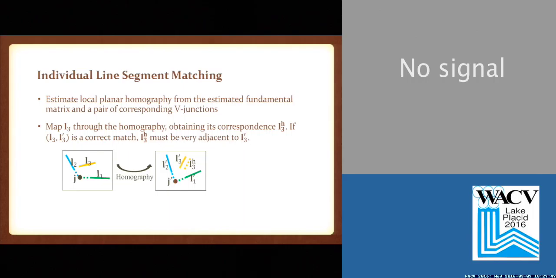Another problem that needs to be solved is individual line segment matching. We propose to estimate the local planar homography from the estimated fundamental matrix and a pair of corresponding V junctions. The figure below shows how this works.